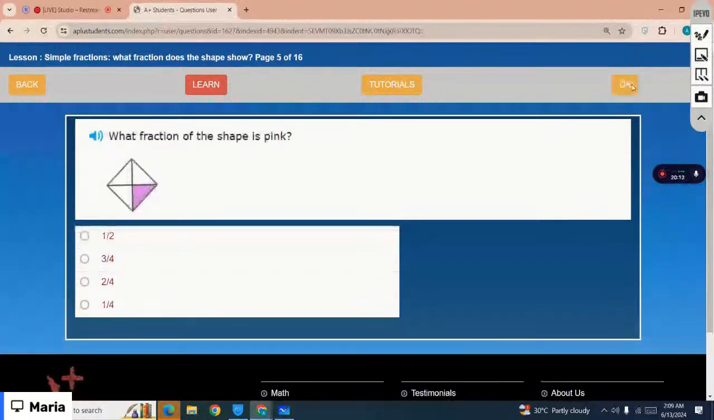What fraction of the shape is pink? So which is the correct option? The correct option is 1 out of 4. The shape has total 4 portions. One of them is purple, so that would be 1 out of 4.